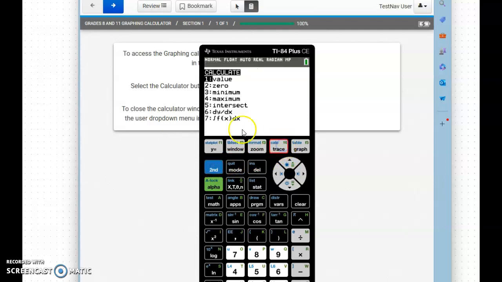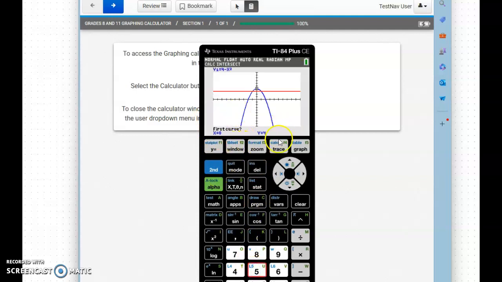I can also use the calculator, so I'm trying to show you a few different ways. I can hit number 5, intersect. So second trace, number 5. And then it asks us which two lines we are talking about. So we'll say yes to this. Then it flips down to the red line. We say yes to that. And then it says take a guess. So put your cursor nearby, and then it gives you the intersection point. You can repeat that process for the other side.